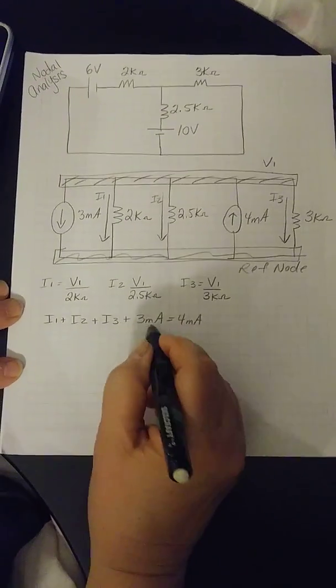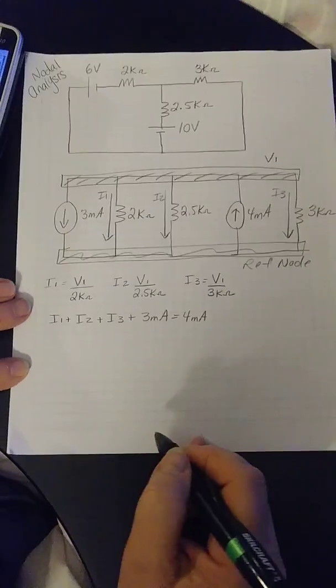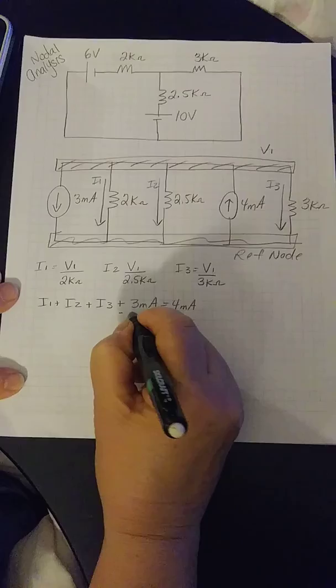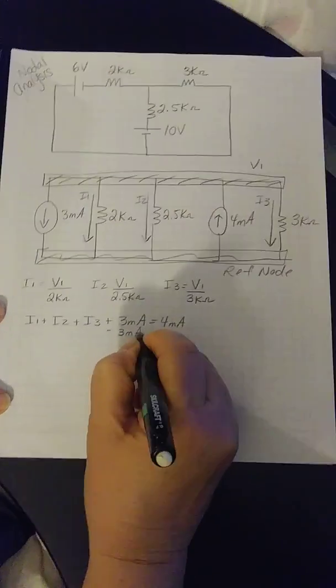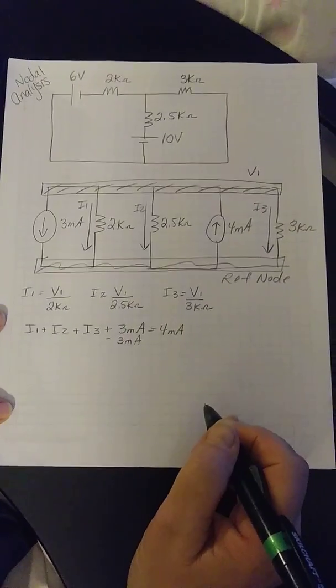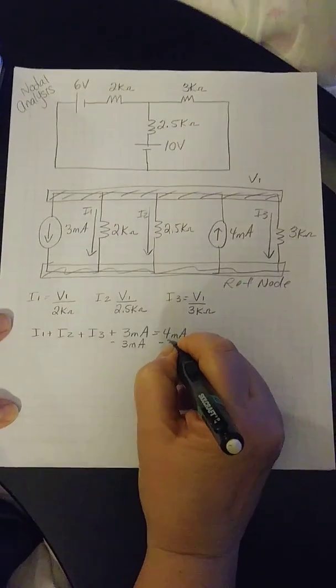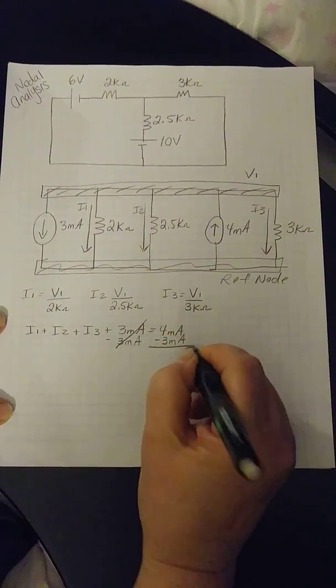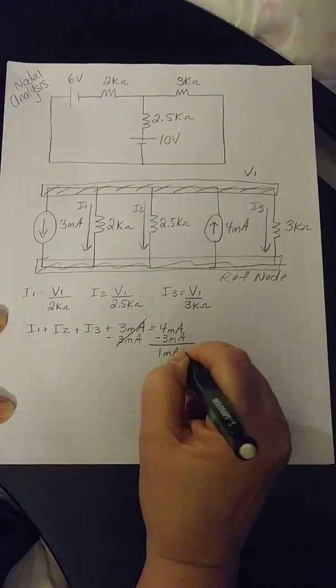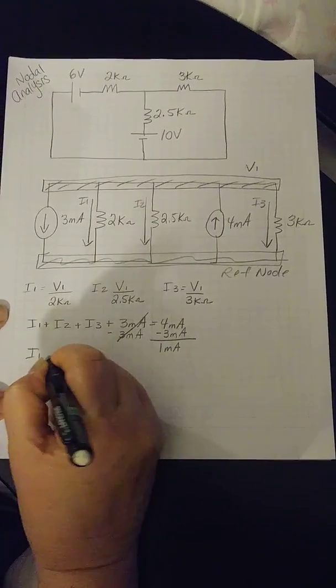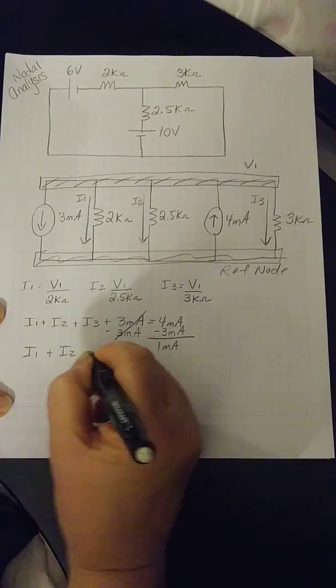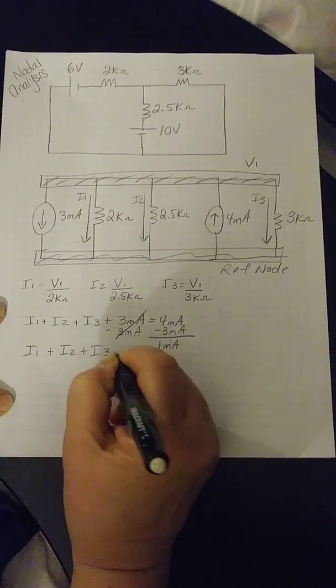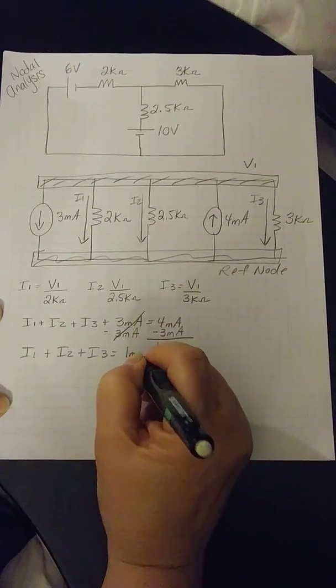So this 3 milliamps is actually going on the other side of the equation, so you must subtract 3 milliamps. Remember, what you do to one side, you must do to the other side. So you're going to subtract 3 milliamps. Goes here until you're left with 1 milliamp. So now you have I1 plus I2 plus I3 equals 1 milliamp.